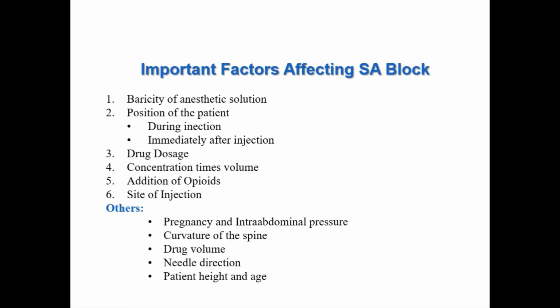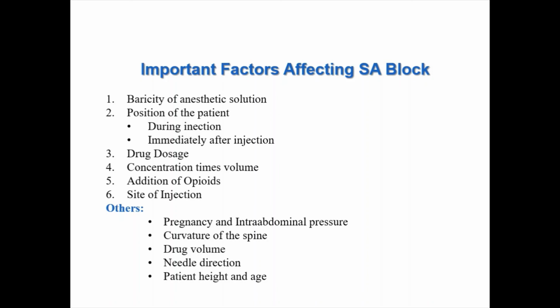These are the most important factors affecting spinal anesthesia block or subarachnoid block. First one is the baricity of the anesthetic solution you are using, whether it is hyperbaric, hypobaric or isobaric solution. Second, there is position. In which position is your patient during injection or immediately after injection. Third, we have the dose of medication injected in the subarachnoid space. Fourth, the concentration and volume of anesthetic or the addition of opioids. You know, opioids strengthen and prolong the block.